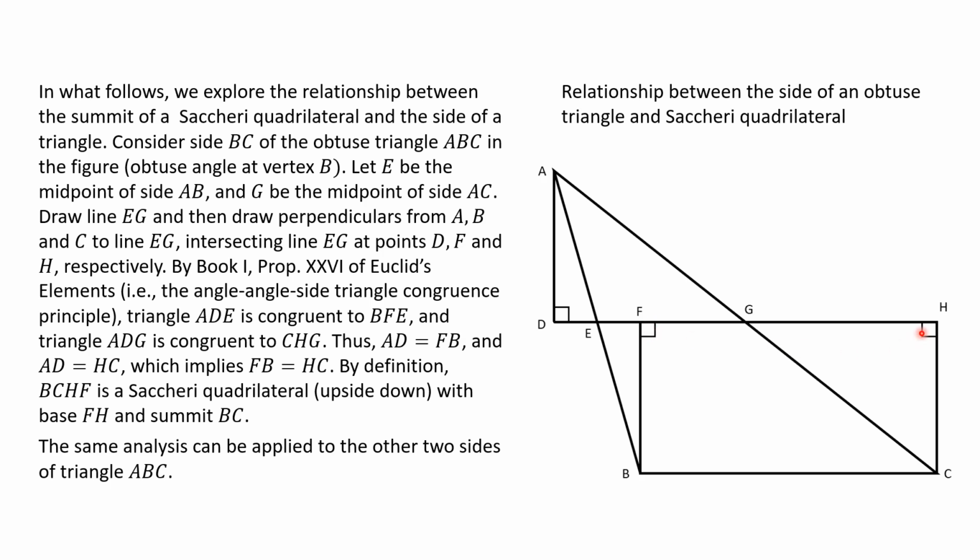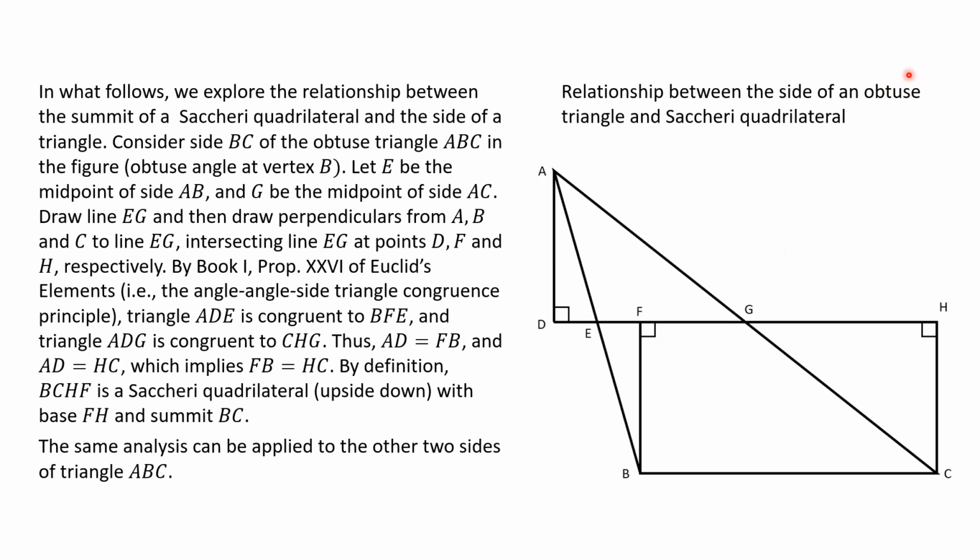We have a right angle here and a right angle here. So BFHC is a Saccheri quadrilateral. The base, it's kind of turned upside down. The base is FH, and the summit is BC, and the two arms are BF and CH, and they're equal in length. And we can do a similar analysis to the other sides of A, B, and C. So we did it for BC, but we could do it for AB and for AC, but I'll just show you the one example here.